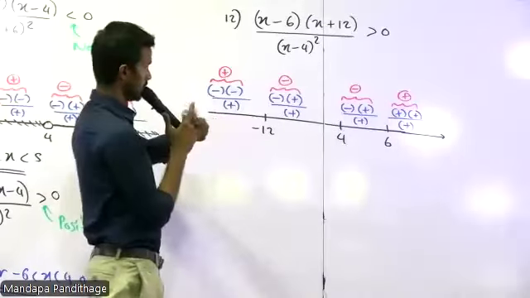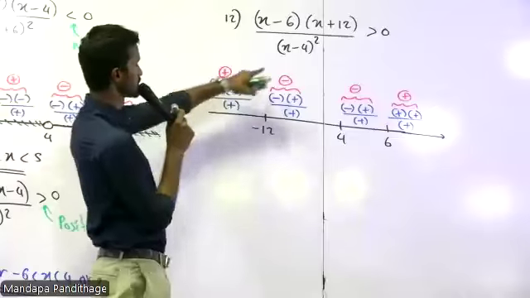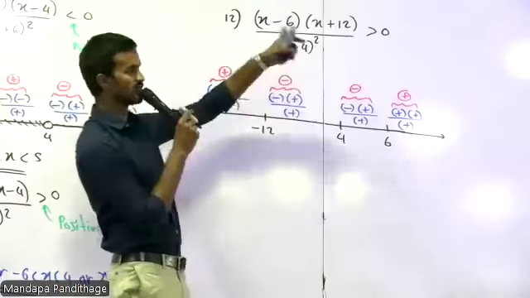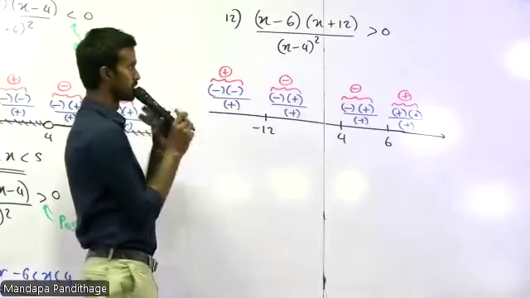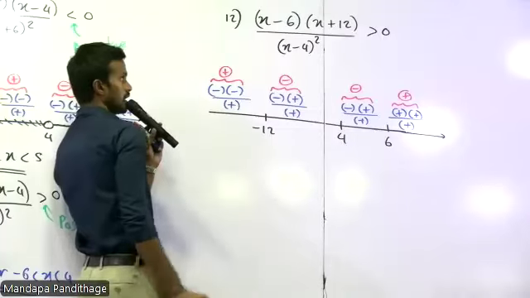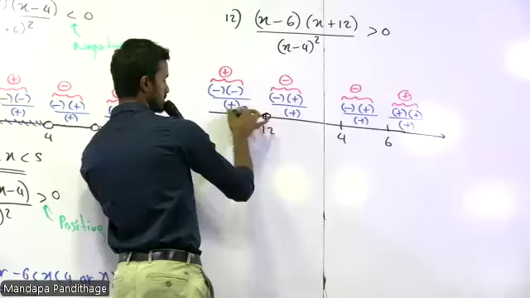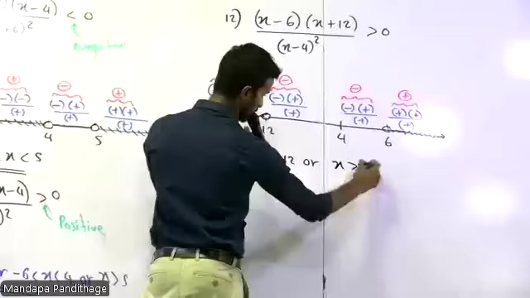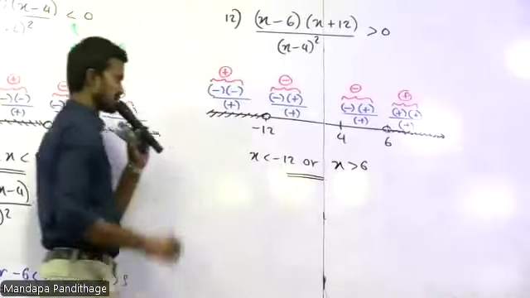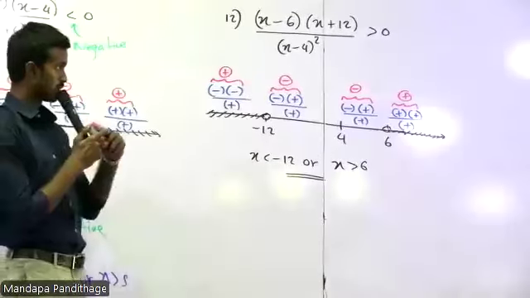You can see that because of these square terms, the pattern changes. Every time there is a square term in this way, the pattern changes. See? Plus, minus, minus, plus, not plus, minus, plus, minus. You are required to find the range where this is positive. This one and this one, which means the final answer is x is less than minus 12 or x is greater than 6. Hands up who got x is less than minus 12 or x is greater than 6.